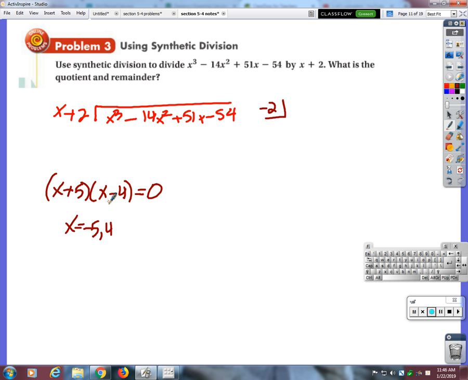Then what makes this easier than regular long division is that instead of writing out the whole problem, I'm just going to write out the numbers, not the variables. So when this says 1x cubed, I'm just going to write the 1. This says negative 14x squared, so I'm just going to write the negative 14. Then instead of writing 51x, I'm going to write 51. And instead of writing the negative 54 by itself, I'm just going to write negative 54.